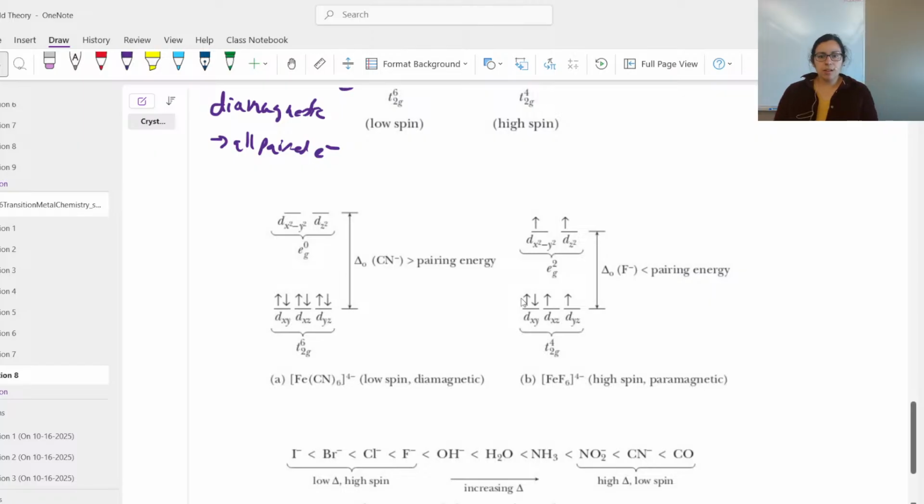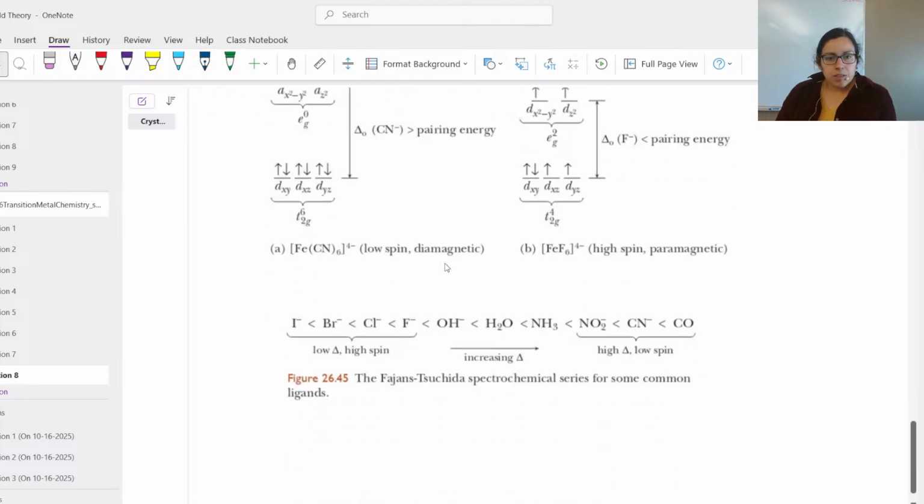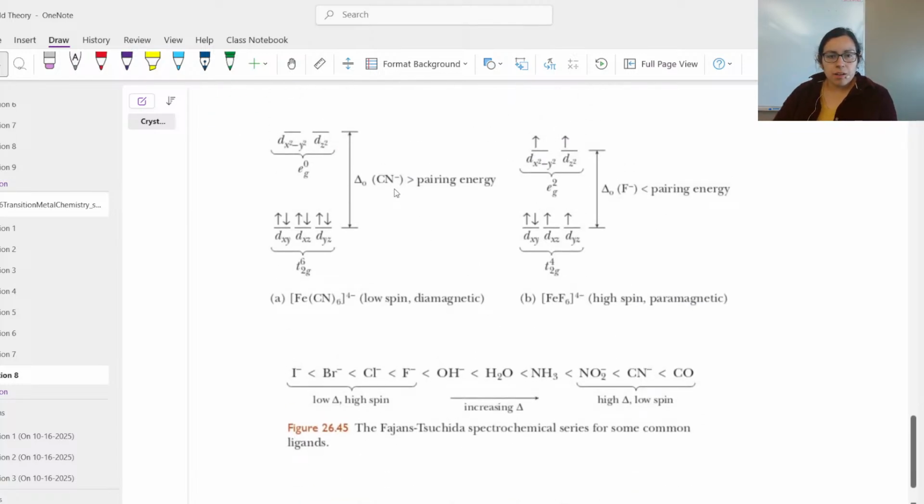All right, so then we can compare. Let's start with this example here. We have our cyanide complexes. Looking at this iron octahedral cyanide complex versus this iron octahedral fluoro complex, before we get to this spectrochemical series and what this means, let's just look at this.